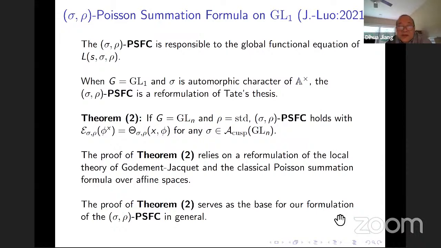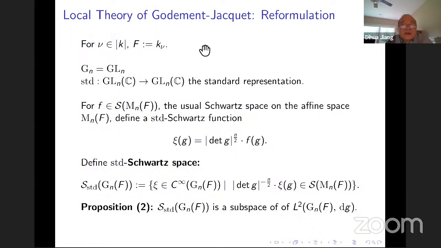Okay, so we have to go through this. Okay, so now it's a reformulation of Godement-Jacquet. So take a local place and this local field. So your GL_n, this is the standard representation. And then here is the usual Schwartz space, right? So you take F, and then the standard Schwartz space, I take C, you normalize by the determinant to the n over 2.